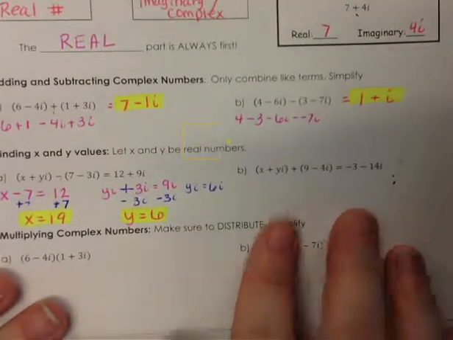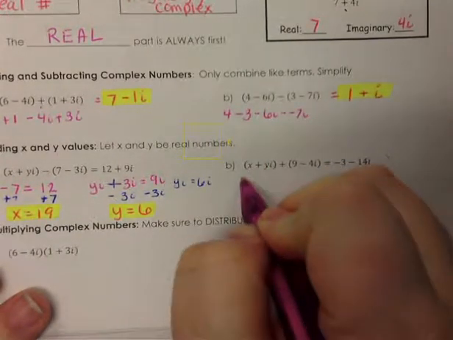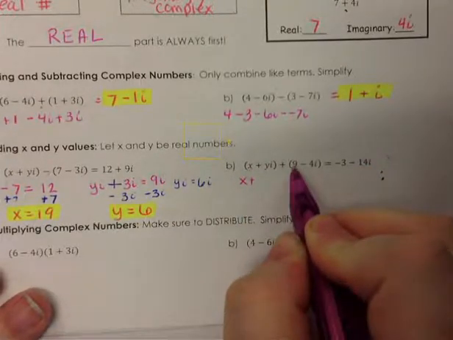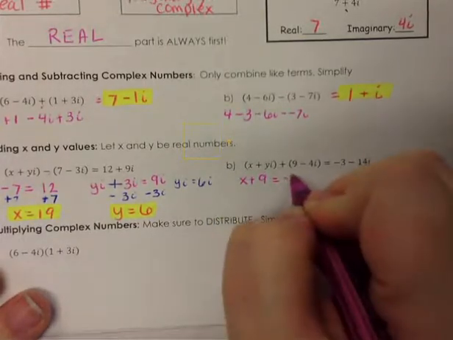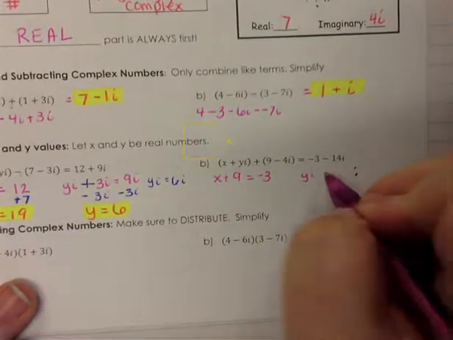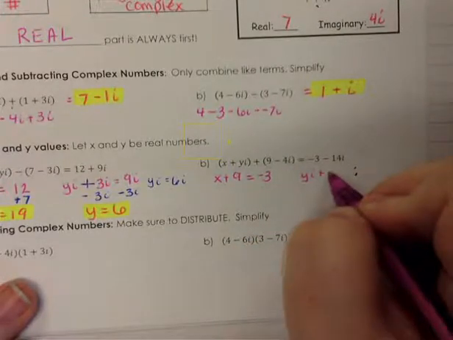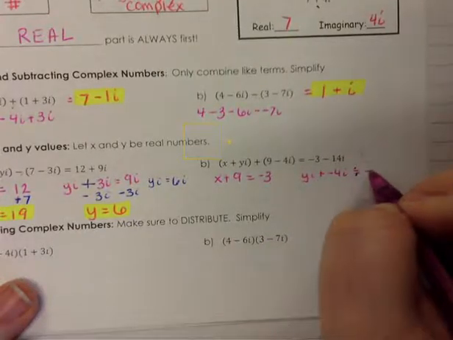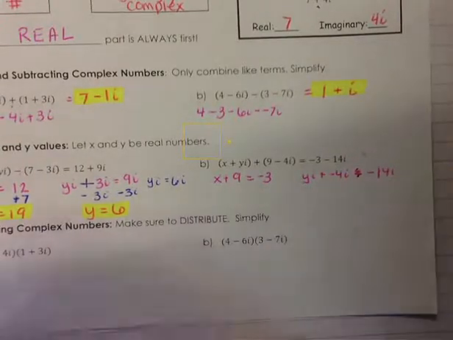So let's try this last one on finding the x and y value. So I'm going to follow the same rules. My x plus, it has no i attached to it, so I know I have to go to the real part. 9 is equal to the -3. Then I have the yi plus the negative 4i is equal to the negative 14i. This is just a smudge over here, so it's equal to negative 14i.